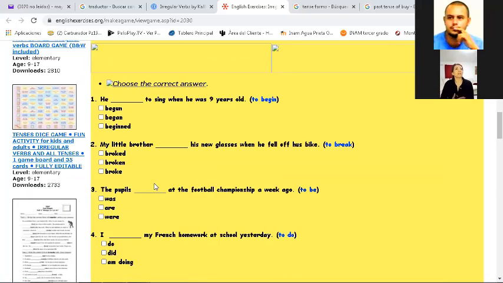Okay, choose the correct answer. This is a little bit similar, but here you have 3 options to choose the correct answer. You have the verb begin here, and you have to find the past tense of this verb. You can go to Google again and find the answer. Okay, you have to choose just one of these answers.